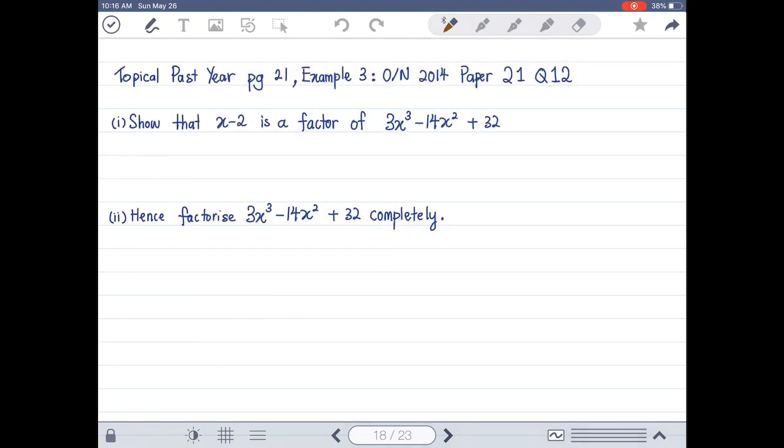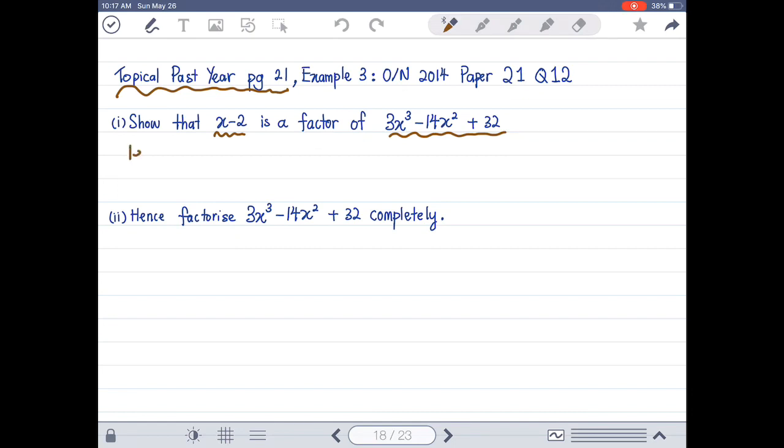Okay, let's look at an example from your topical past year. Page 21, example 3, October, November 2014, paper 2-1, question 12. The first question: show that x minus 2 is a factor of 3x cubed minus 14x squared plus 32. So if x minus 2 is a factor, it means that if we divide this polynomial with x minus 2, the remainder should be 0.